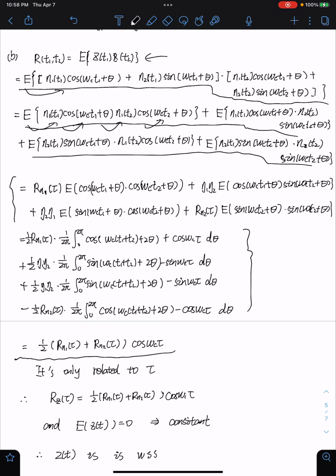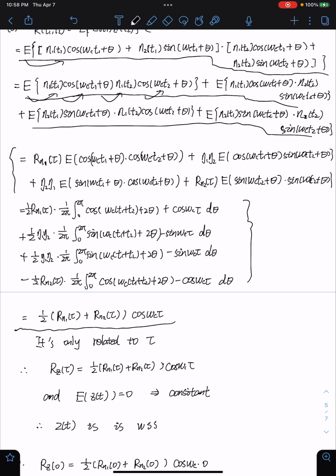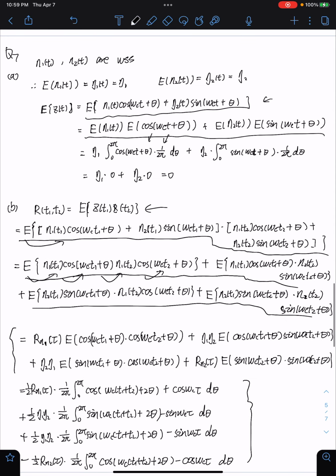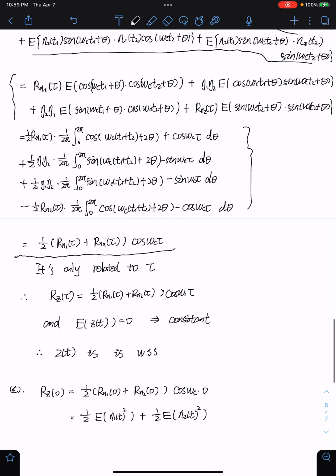And we finally get that the expectation of Z(t1) times Z(t2) equals 1/2 times the autocorrelation of N1 plus the autocorrelation of N2, times cosine omega_c tau. We can see that this function is only related to the time difference, which is tau. Like we calculated in question 1, the expectation of Z(t) equals 0, which is a constant. That satisfies the definition of WSS.